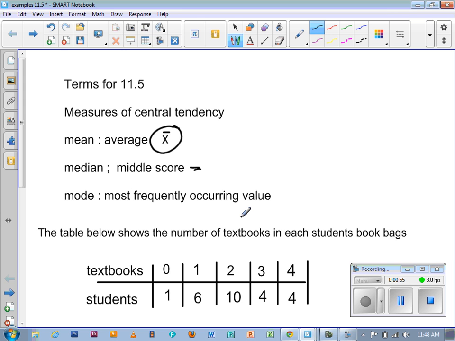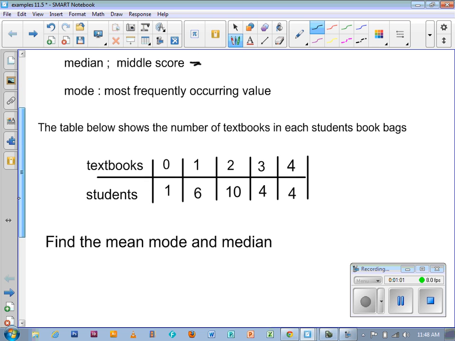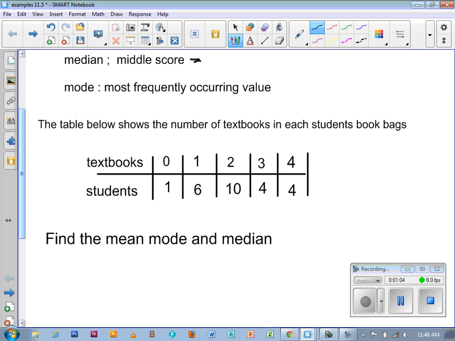So in this video, what I'm hoping to do is show you how to calculate the mean, median, and mode, first by hand, essentially, and then using our graphing calculators to help us with this. So what I want you to do is take a look at the table below. It shows the number of textbooks each student has in their book bag. What it simply means is that we're going to have one student with no textbooks, 6 with 1, 10 with 2, 4 with 3, and 4 with 4.